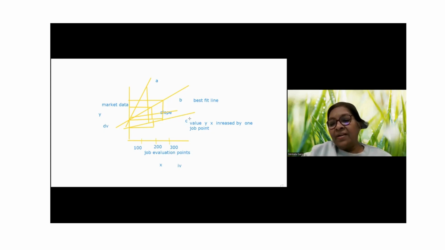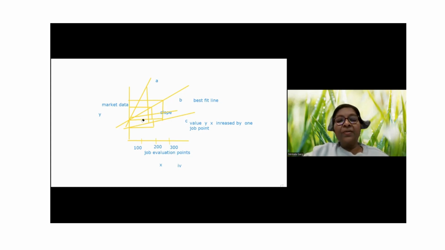Any further doubt here about slope? What is the value of Y when your job evaluation points move from 100 to 200 or 200 to 300? That is the slope. This is the trend line which has a slope, and it is calculated in Excel. Clear? Now let me tell you what intercept is.